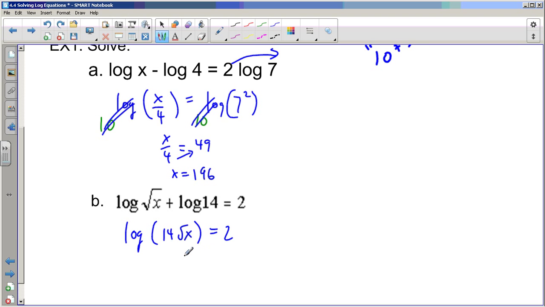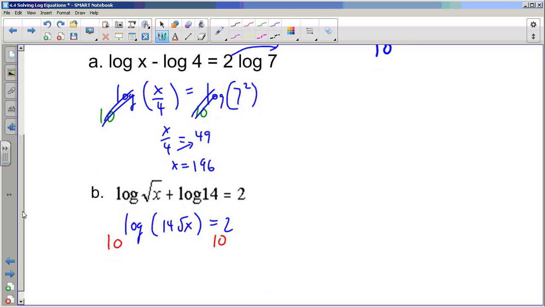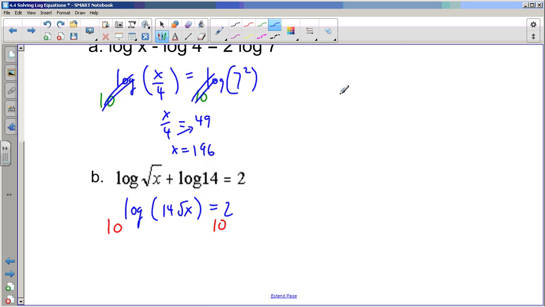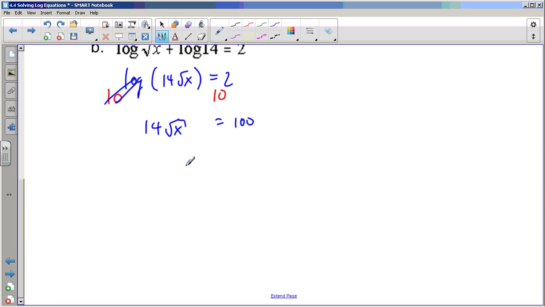You say, well, hang on, this side isn't a log. Well, do I care? Not really. Because watch what happens. Here, I'm just trying to get x alone, right? I'm just using my equation solving skills, trying to get x alone. So do I care what happens over here? Well, that's 100, right? This is 10 squared is 100. Now I've got a function composed with its inverse on the left side, and I'm left with 14 times the square root of x. And now I'm just solving this, right?